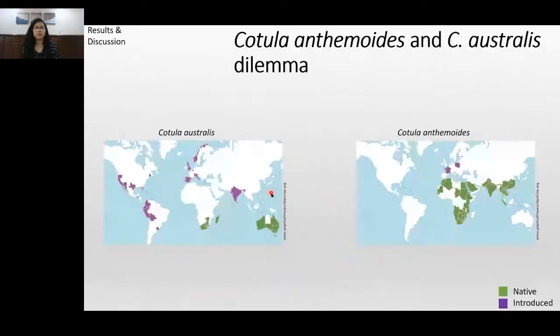When looking at Cochlear anthemoides and Cochlear australis, you can see there's some overlap in the distribution. You can see in Asia there's some overlap, and in Southern Africa. I've not acquired any material from Asia, but what I've noticed in Southern Africa is that these two species are mistaken for each other, and this is evident on iNaturalist as well as on herbarium specimens. And this is due to the fact that they have never been compared to each other. There's never been a revision of these or treatment that included these two species.